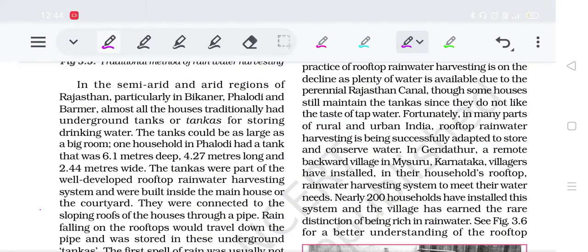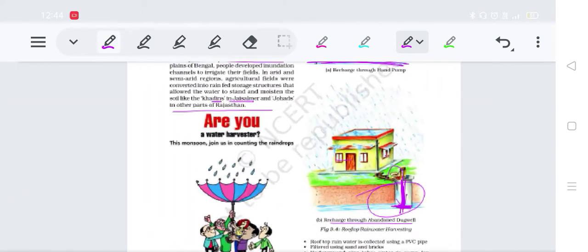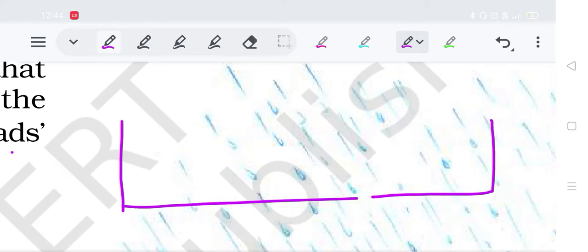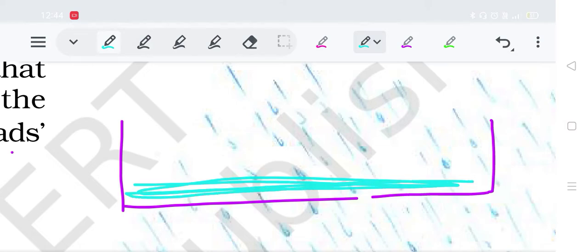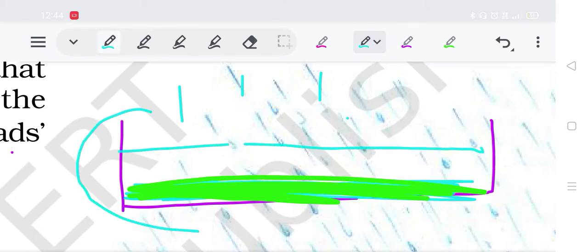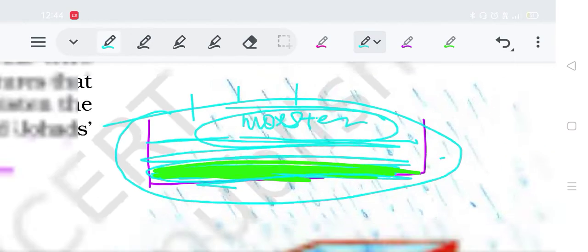So in semi-arid regions, let me explain, okay? Khadins in Jaisalmer in Rajasthan. See, this is your area, okay? Right here you have arid soil which is very dry. There is precipitation. You let the water stand here and you make a structure so that it cannot go out. So after some time it gets moistened and it can be used for irrigation or for agriculture. Clear?